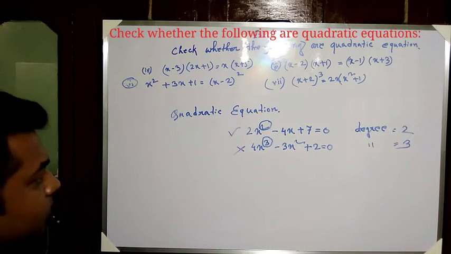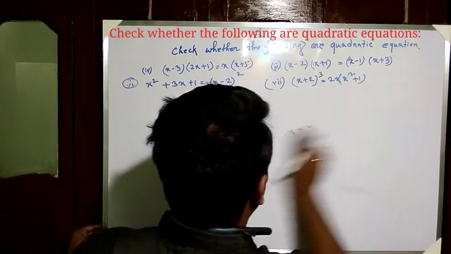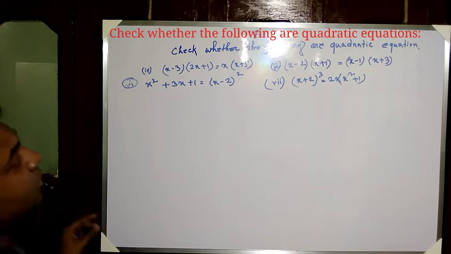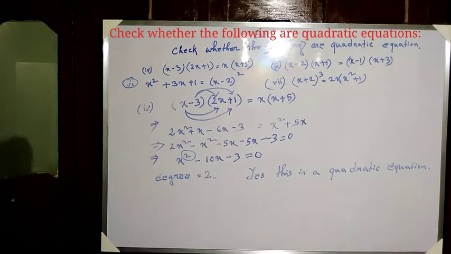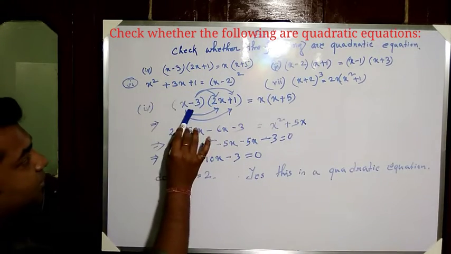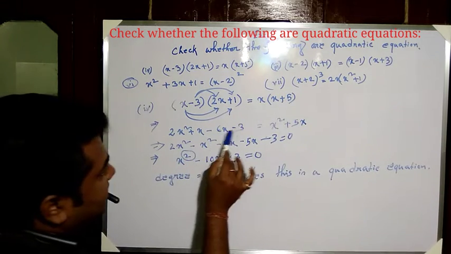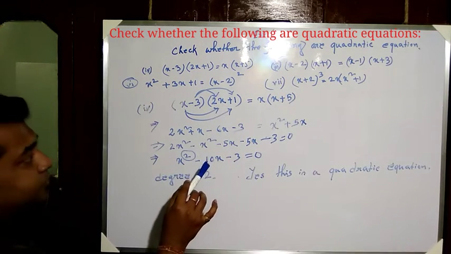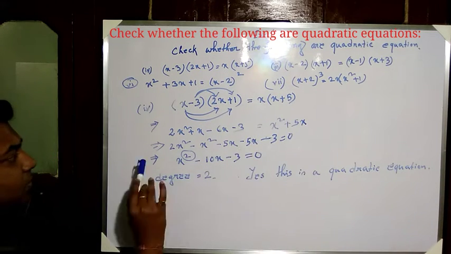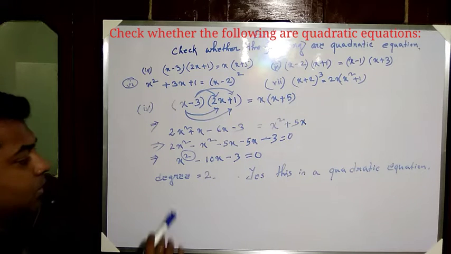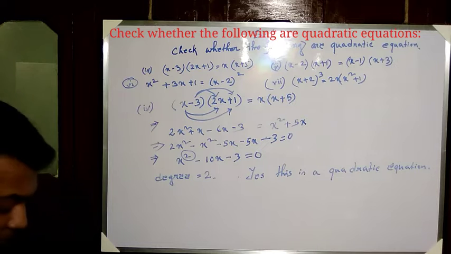Okay. Now your first question is: check whether the following are quadratic equations or not. We have to show whether they are quadratic equations or not. See first number, I am taking the first one: x minus 3 into 2x plus 1 equals to x into x plus 5. So 2x square plus x minus 6x minus 3, just multiplying, and x square plus 5x. If you solve the equation, you will get this. So here you can see degree equals to 2. So yes, this is a quadratic equation.